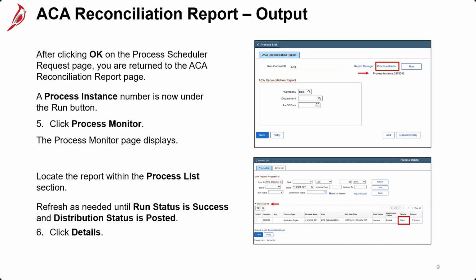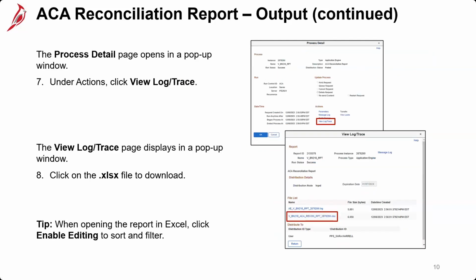These slides detail, again, how to complete running that report and how to open up your output. This works the same as any other report that you're going to run in Cardinal. You'll click a series of links, and then you'll be able to open up that output.